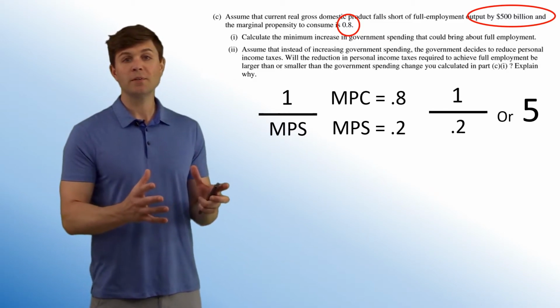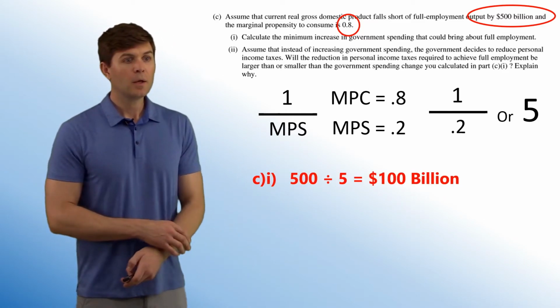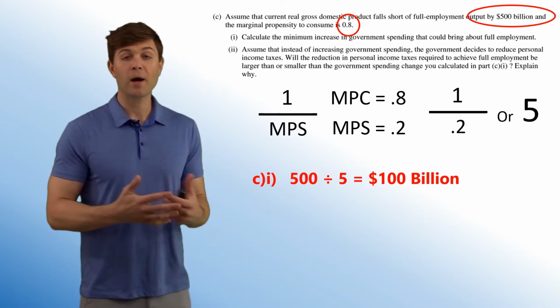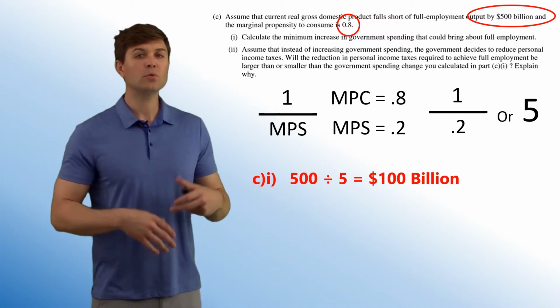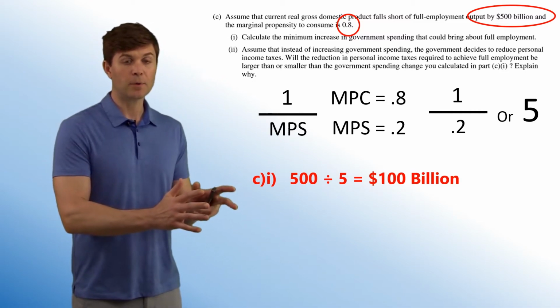So how much do we need to spend to get rid of our $500 billion gap? If we took the $500 billion divided by the multiplier, we're going to end up with the $100 billion that we need to spend. It does say calculate on this one too, so you want to make sure you throw the math in there that you did to get this number.